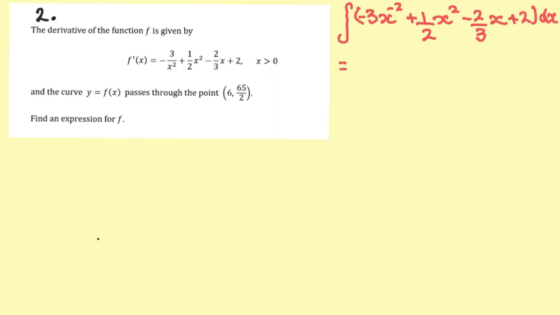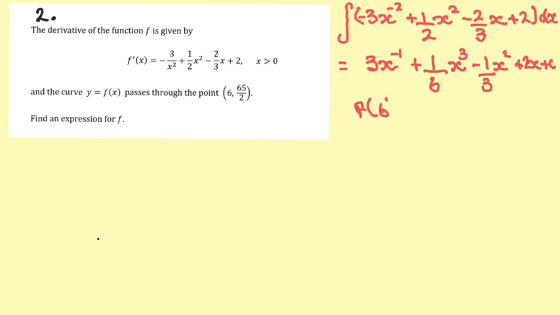which is equal to 3x to the minus 1 plus 1/6 x cubed minus 1/3 x squared plus 2x plus c. Our boundary condition is that f(6) is equal to 65 over 2. So we can now put those in.